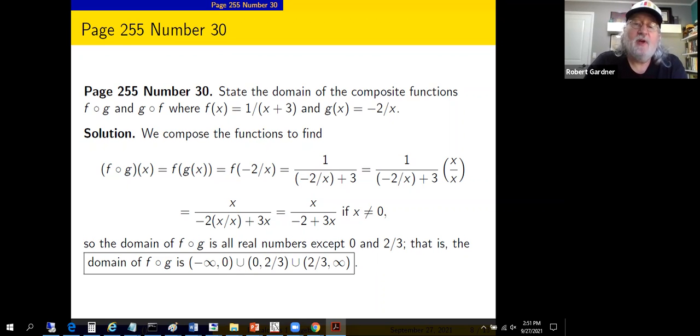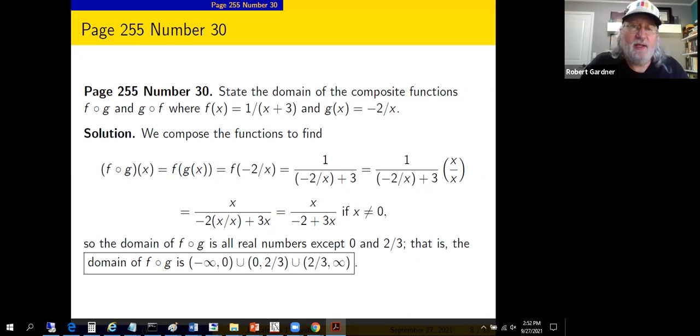So the domain of the composite function f composed with g is all real numbers except for 0 and except for 2/3. So we use the little open parentheses to remove the point 0 and the little open parentheses to remove the point 2/3, as we've done previously.